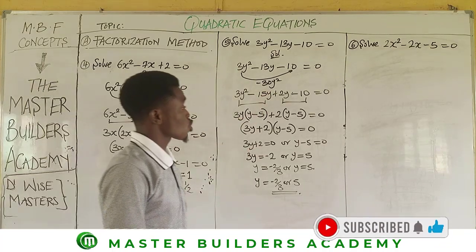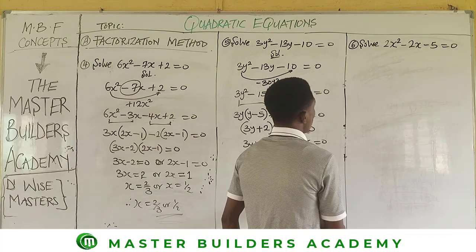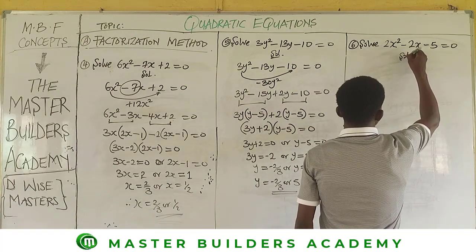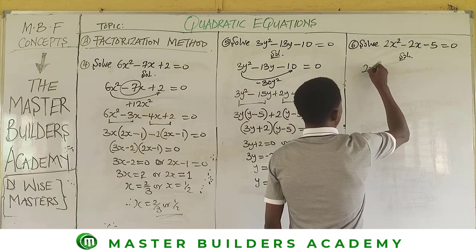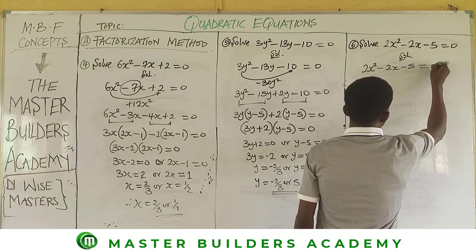Now guys, let's head on to solving question number 6. Yes, question number 6. We are going to be looking at question number 6. Now we put down our solution. Question number 6, we have 2x squared minus 2x minus 5 all equal to 0.